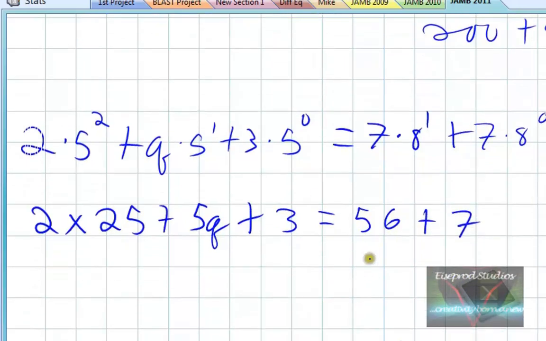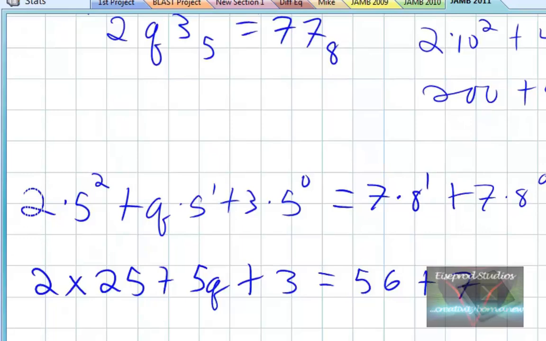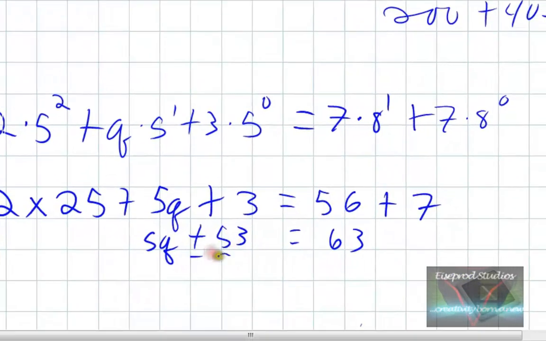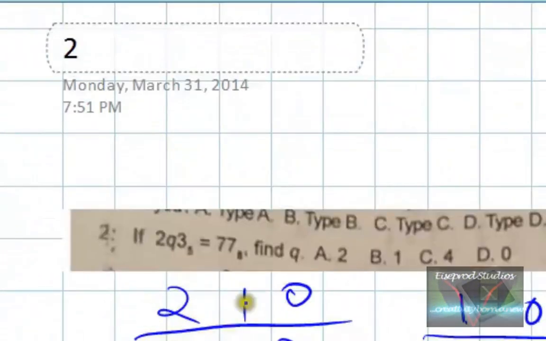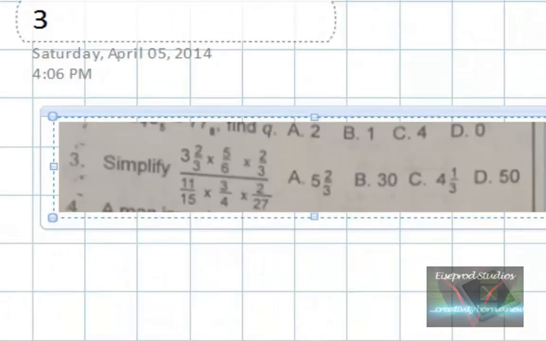So we simplify a bit more, and we're going to get 63 on this side, and this will be 50 plus 3 is 53. So 5q plus 53. We subtract 53 from both sides so we can isolate q, and we're going to get 10. So 5q is equal to 10. We divide by 5, and q is equal to 2. And that's the answer.